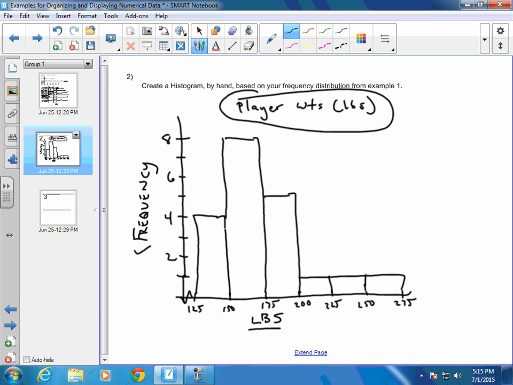I'll check my frequencies, 4, 8, 5, 1, 1, 1. That looks good. So this would be our histogram.